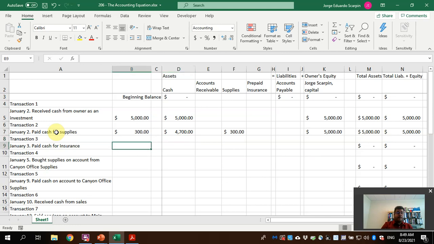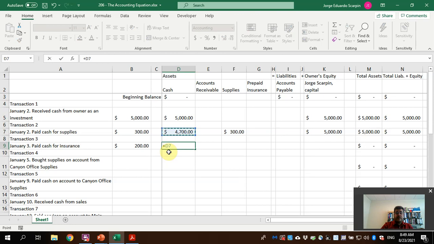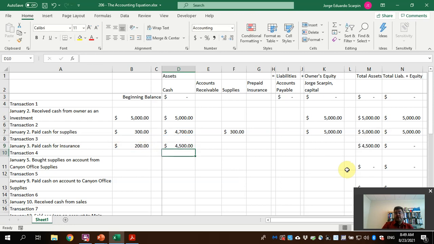And now, paid cash for insurance. Let's see here, $200. My cash has changed. I paid cash. So, for cash, equal 4,700 less 200, 4,500.